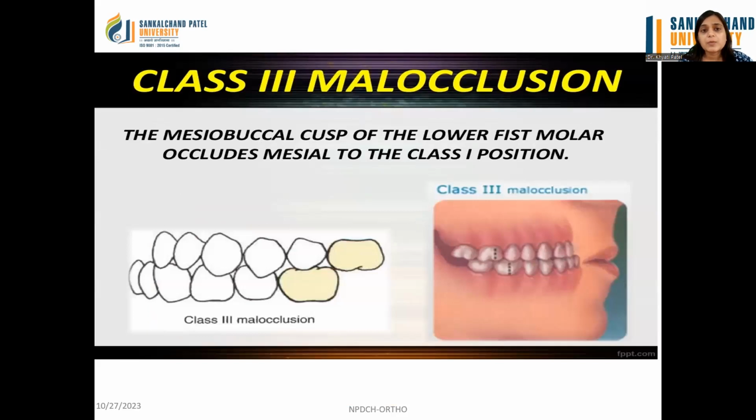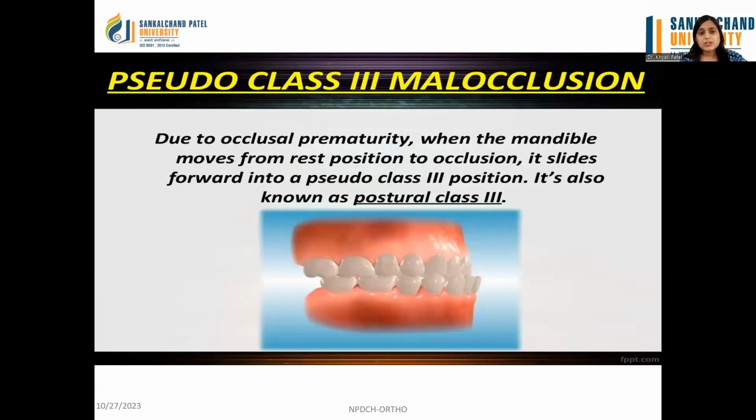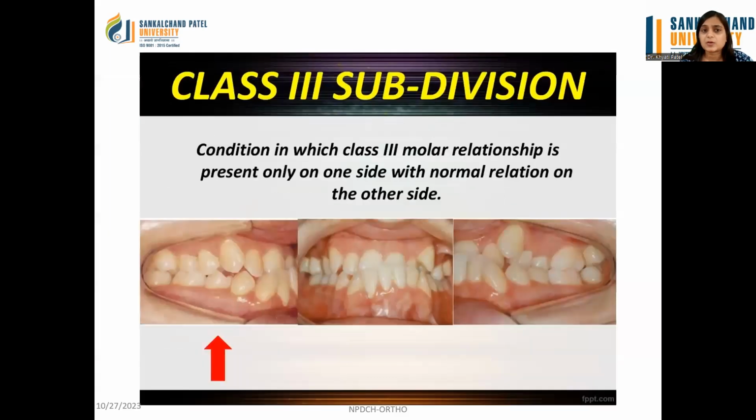Now when we talk about class 3 malocclusion, you can see the molar relation: the mesiobuccal cusp of the maxillary first molar occludes into the groove between the mandibular first molar and the second molar. Now, what is pseudoclass 3? Due to some occlusal prematurities, when the mandible moves from the rest position to the occlusion, it slides forward. So the patient tries to force his or her mandible forward. So it's a postural problem, and it is considered a pseudoclass 3 malocclusion.